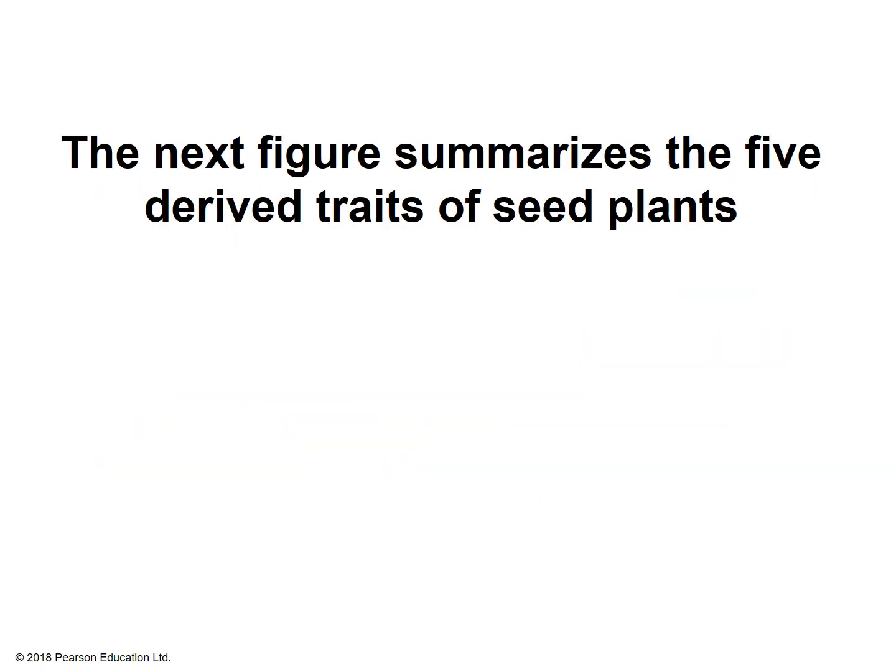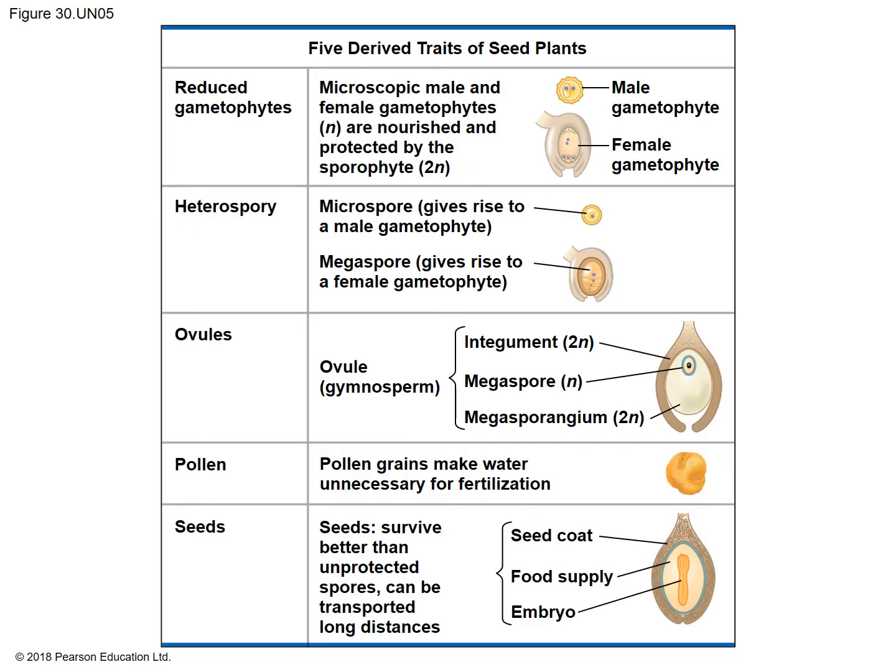The next figure summarizes the five derived traits of seed plants: reduced gametophytes, heterospory, ovules, pollen, and seeds.